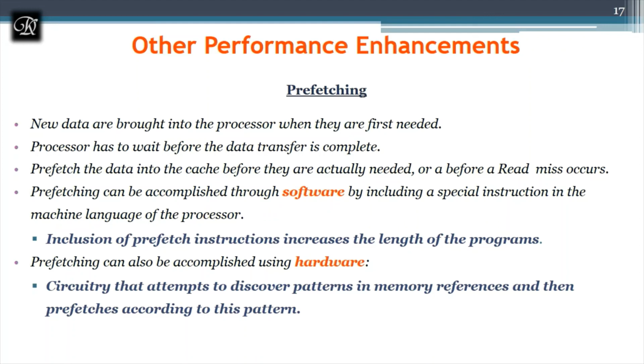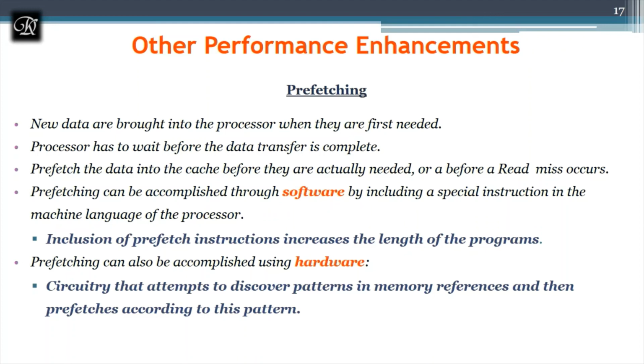This goes with spatial locality. Before the processor needs it, we should predict and bring it. That can be done in two ways. One is software, where we add more instructions to predict what can be required. If we add such logic, the program length will increase, and of course it will again take more time to compute.